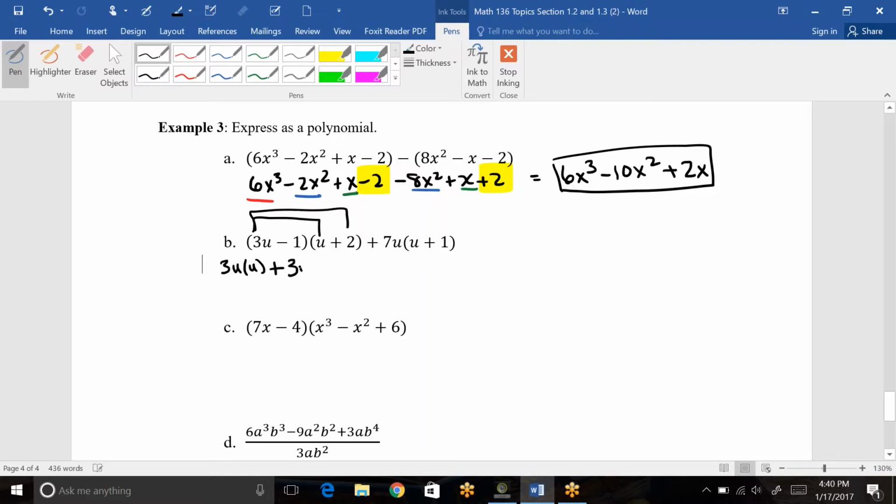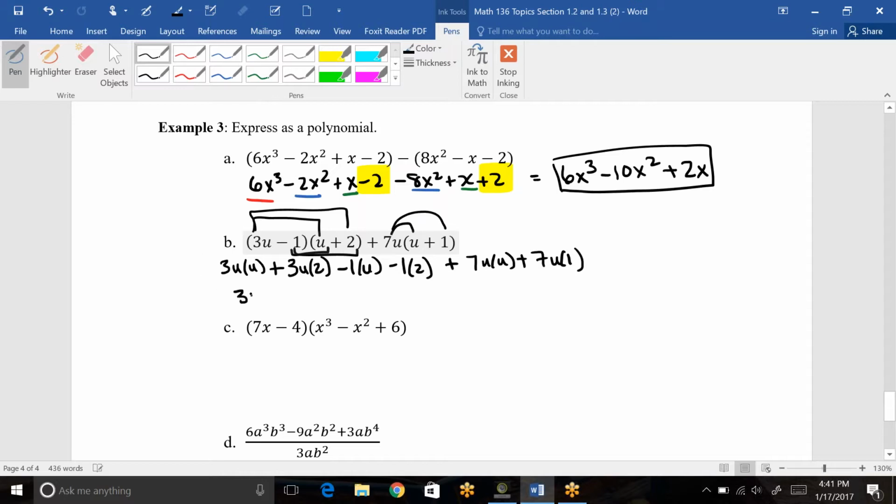That's going to be a separate term. So notice I put a plus sign between them. Then I need to do negative 1 times u, so that's a separate term. And then negative 1 times 2. Plus, because I have this second piece here, I will then need to distribute this. So 7u times u and 7u times 1.